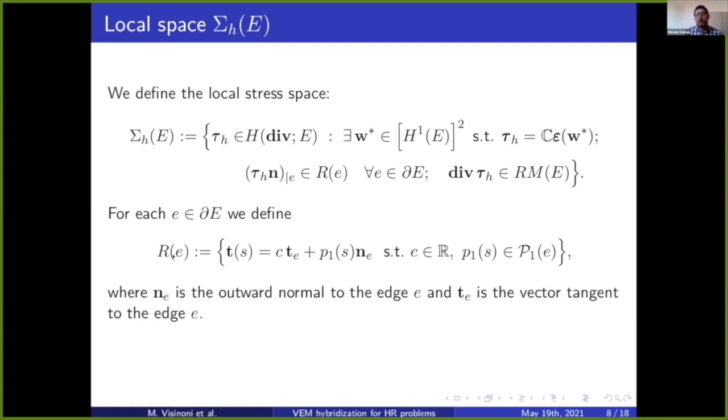This space is the space of a vectorial function such that the normal component is a P1, a linear function, and the tangential component is constant. The divergence can be computed from this information on the boundary through the Divergence Theorem. So the local scheme is the same as the conforming VEM scheme.